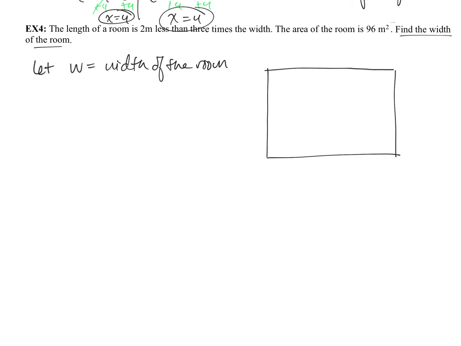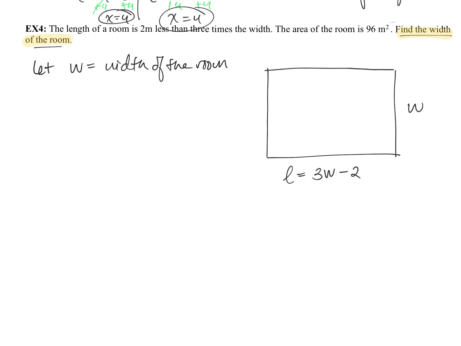Once again, how do you know what the variable should be? Well, it's the item you're trying to find. It's the question, right? Find the width. Okay, so the length is 2 meters less than 3 times the width. So that's going to be 3W minus 2. And then the width is, well, that's just going to be W. All right, so we've set up this part.